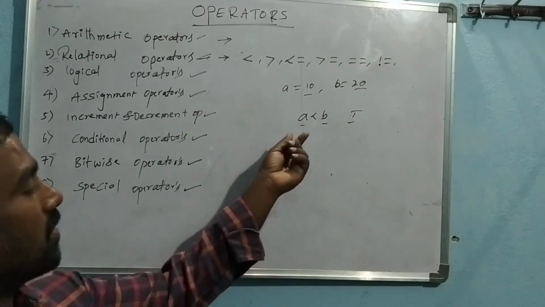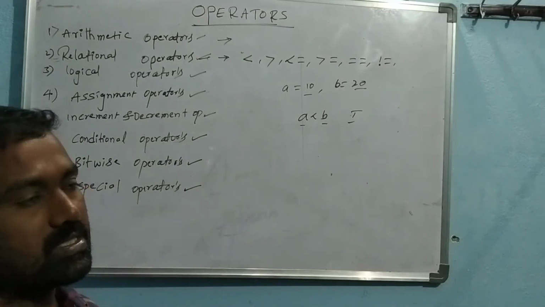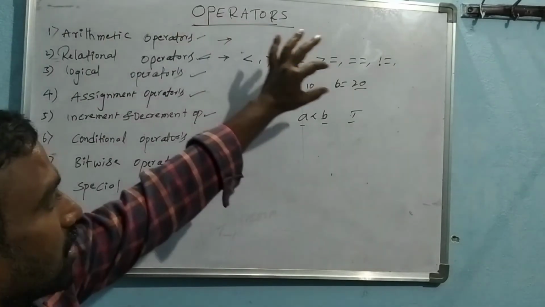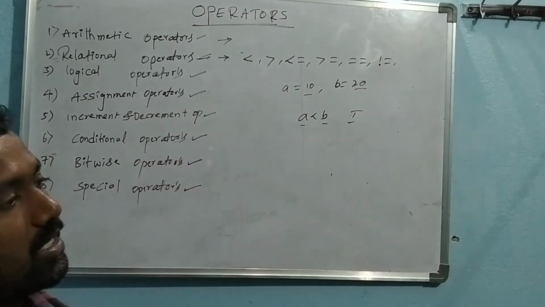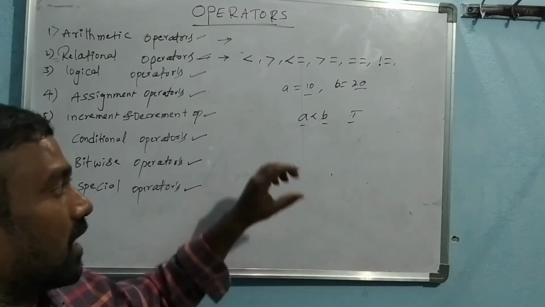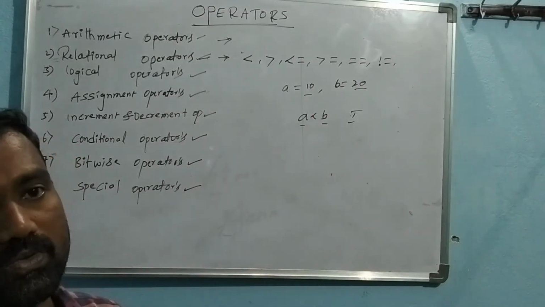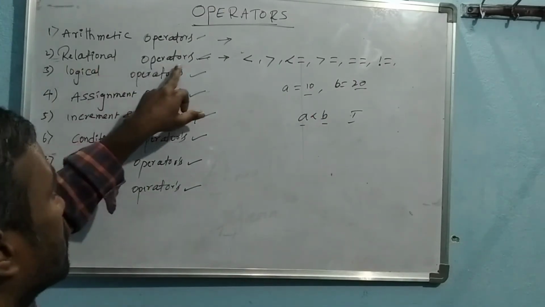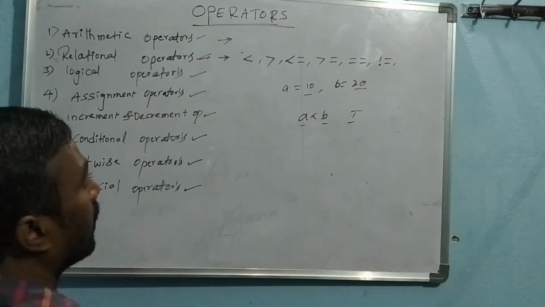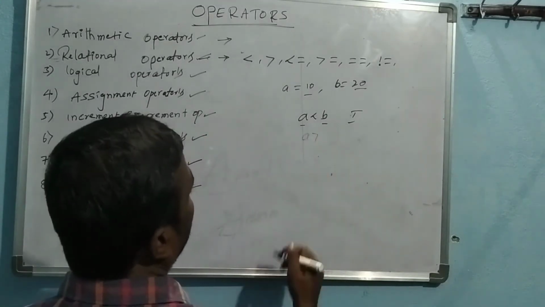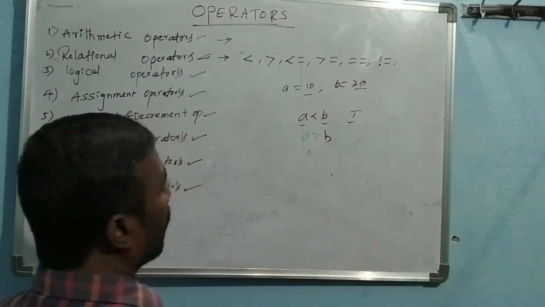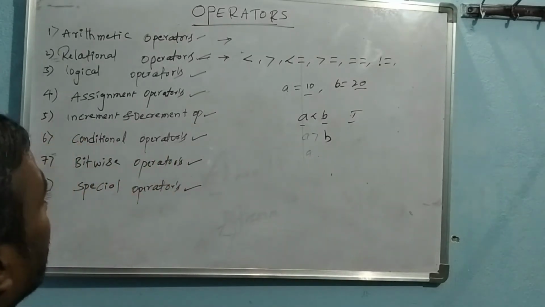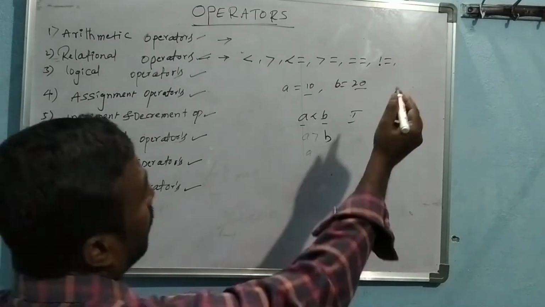For the purpose of checking these types of conditions, we use relational operators. That means the condition checking operations are done by using the relational operator. The next one is A greater than B. And one more important relational operator is the double equal to.